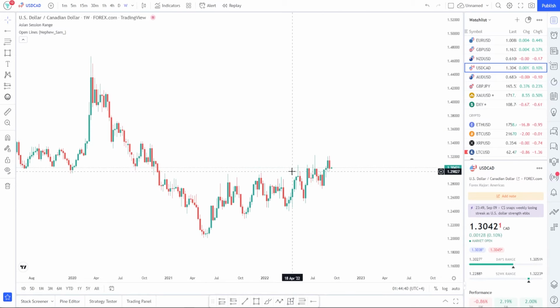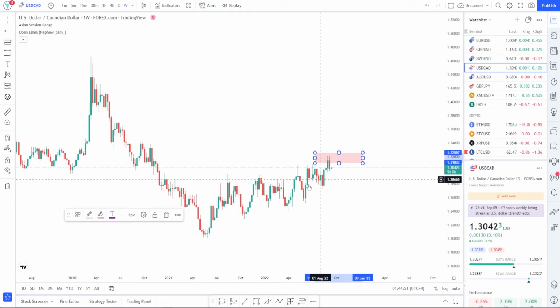Moving on to USDCAD, as per our last week's outlook, we had marked this area of supply for sells. And now we can see that the past week was completely bearish, and we saw these sells take place in the past week, which was a really good call.